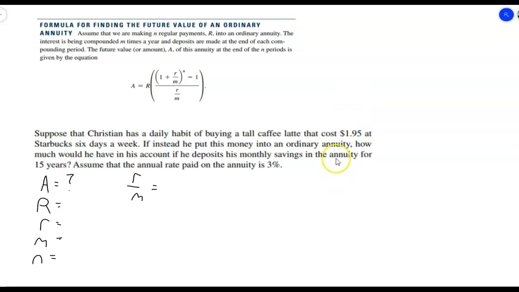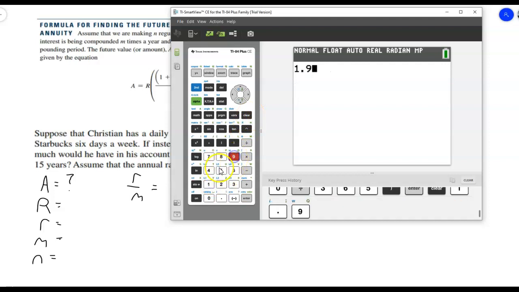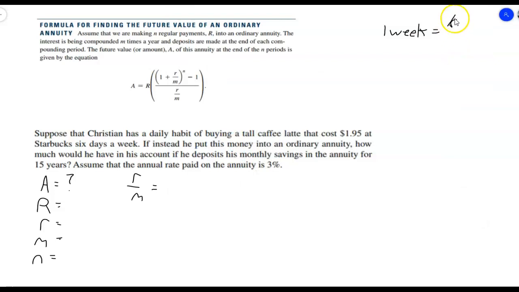All right, so let's see how we can do that. Let's do this off to the side. This is going to be a little bit tricky, but I think we can do this. There are a couple of different ways to do this, so we might get a value that's slightly different than the book. All right, so each one week, he's going to spend $1.95 times 6. So let's do that here. That is 1.95 times 6, so that's $11.70 he spends each week.